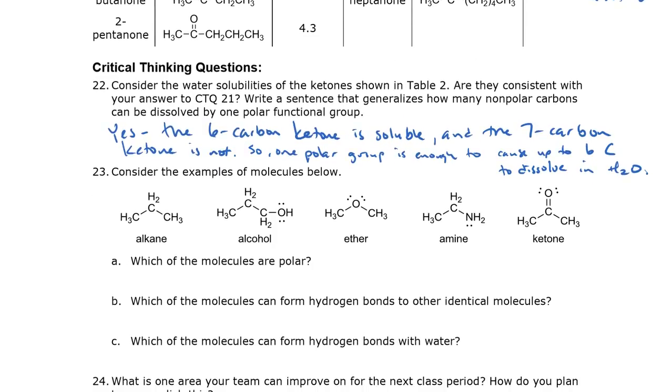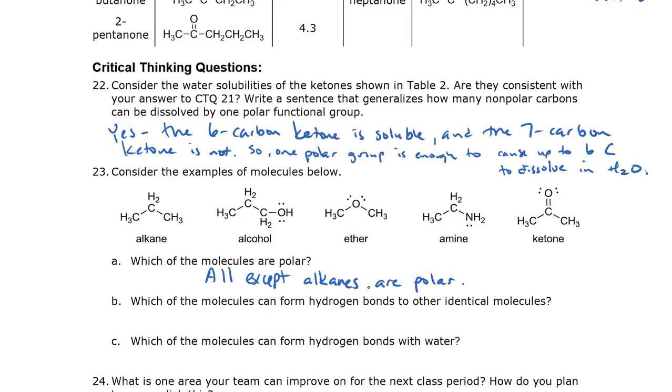Some more application. Here are 5 examples of molecules below of the functional groups that we've looked at. So answer part A. Pause now. All right, so the alkanes are the only ones that are not polar. So maybe you wrote all 4. I thought it was faster to say all except the alkanes are polar.